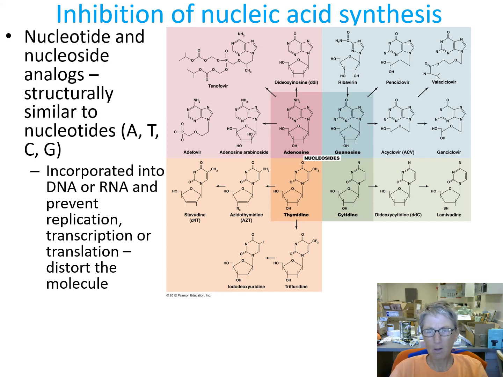These are the nucleosides we were talking about, A, C, T, and G. Here's their structure. And then this just shows all the analogs of each one of these nucleosides, analog drugs that scientists are making. So for example, acyclovir. This could get incorporated in the bacterial DNA or RNA, and then you prevent replication, transcription, or translation when you use these nucleoside analog drugs.